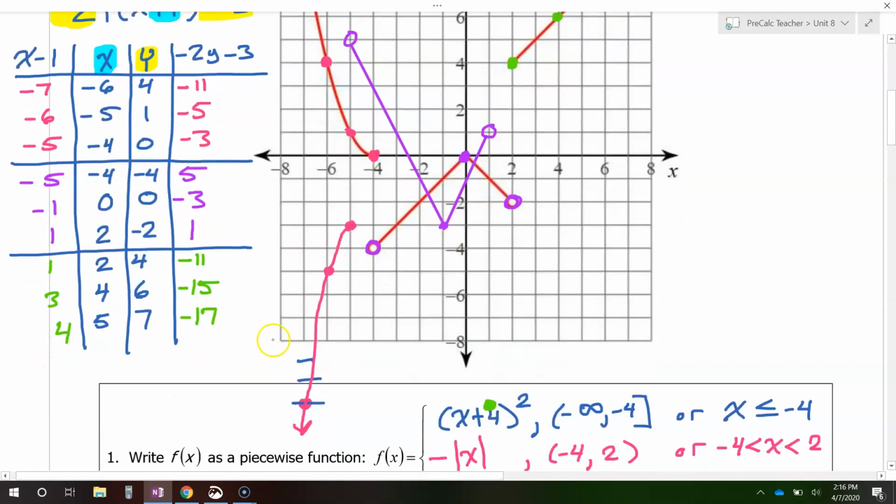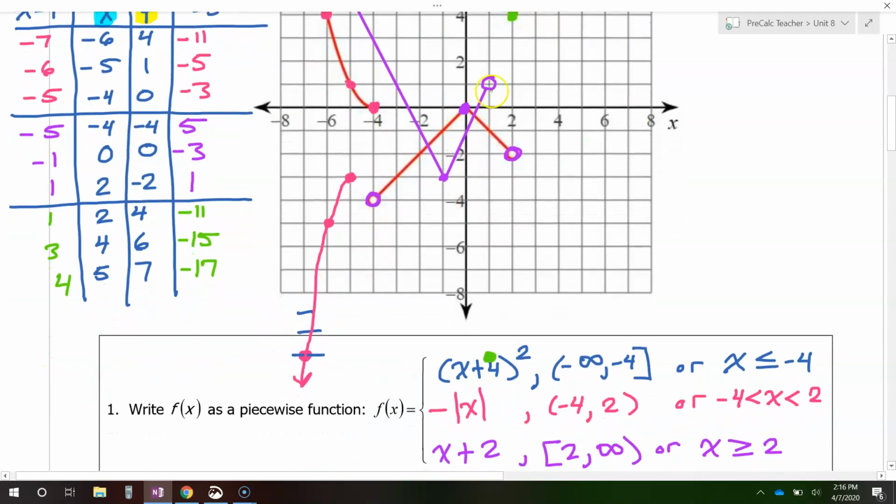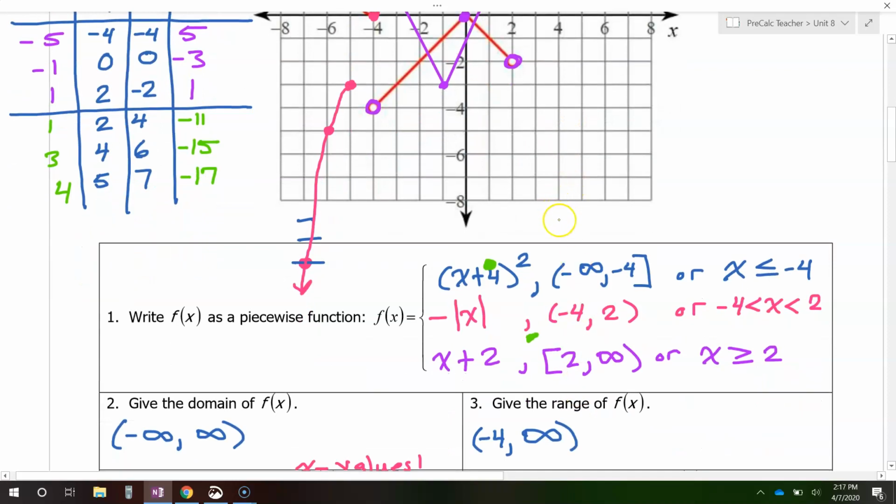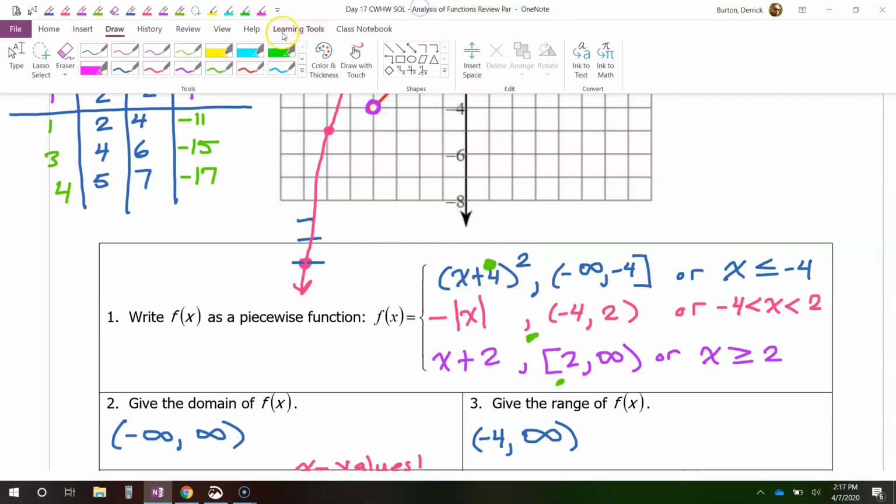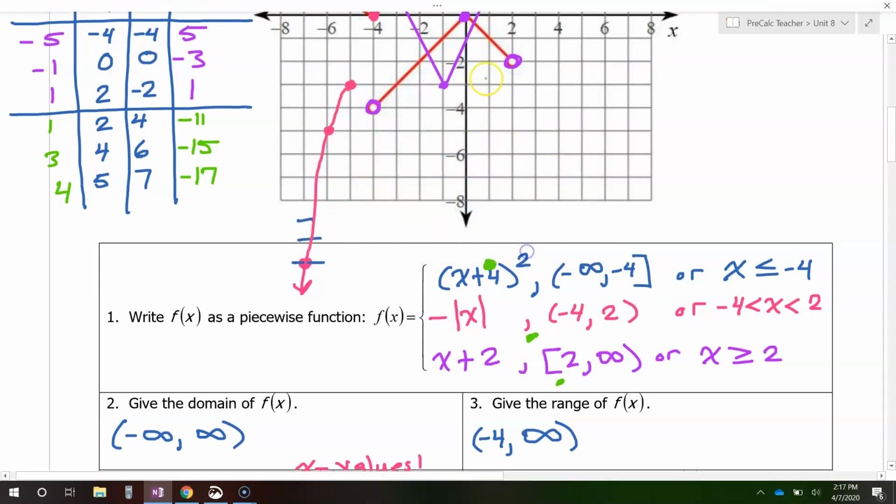But next I have 3, -15. So 3, -15. So this is 11, 12, 13, 14, 15 would be like here. And then I have 4, -17. So 4 and -17 is going to be like here. Remember, this was the initial point, so I'm going to start my arrow from there.